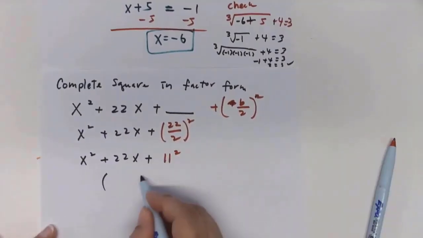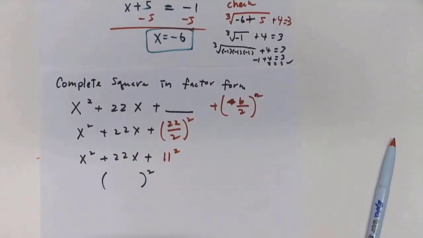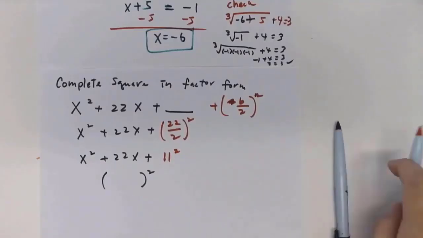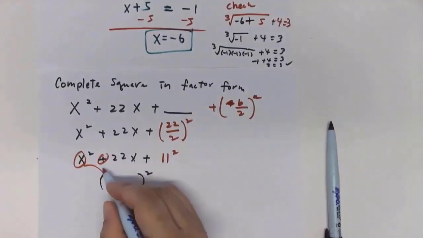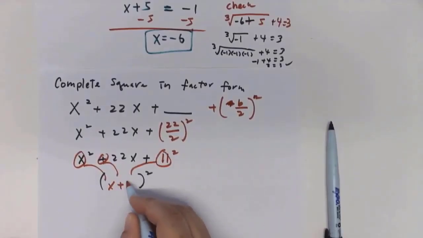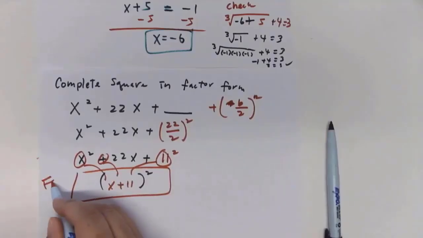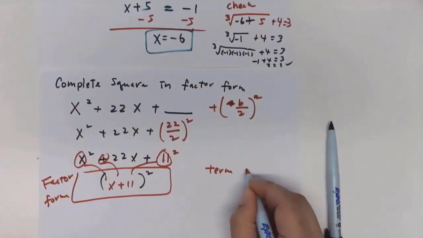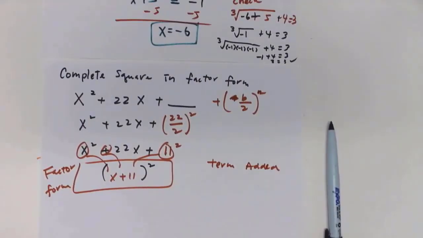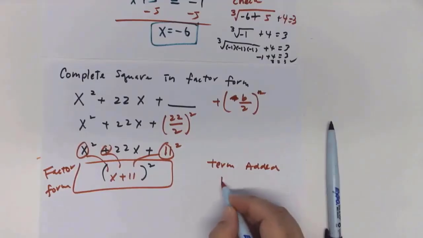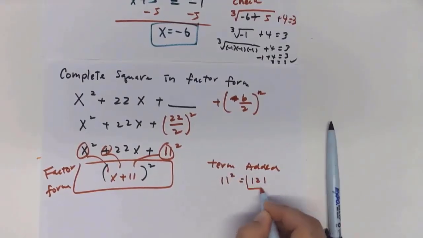When we form the perfect square, what do we pull out? x goes down, plus goes down, 11 goes down. Are we okay? I think some of the problem is that when it's a negative number, you guys have a hard time with it. The term added, so this is the factor form that they want. What is the term added? That would be 121, because it's 11 squared, right? Equal to 121. Is it okay?